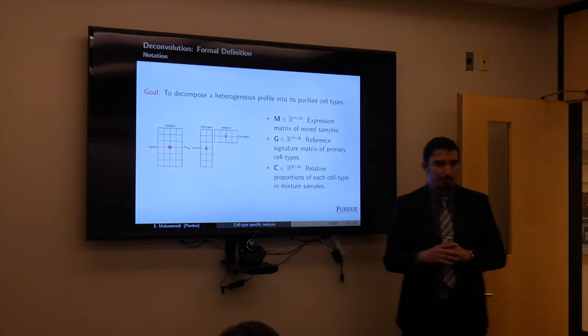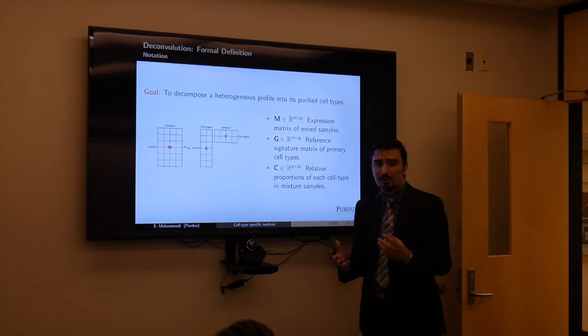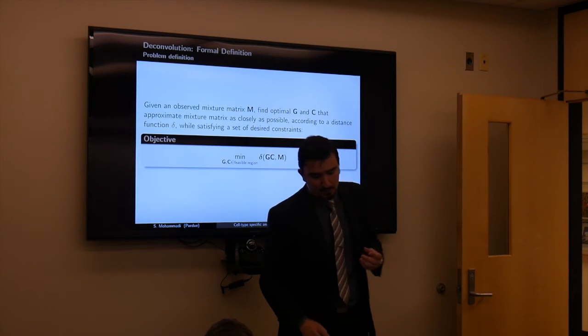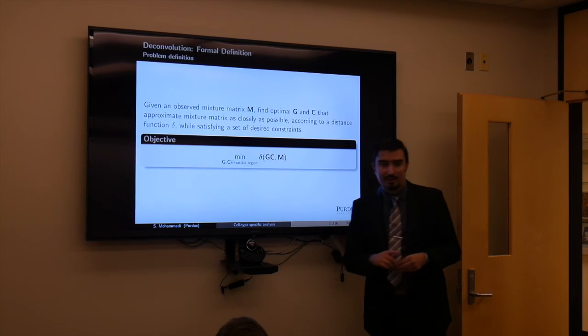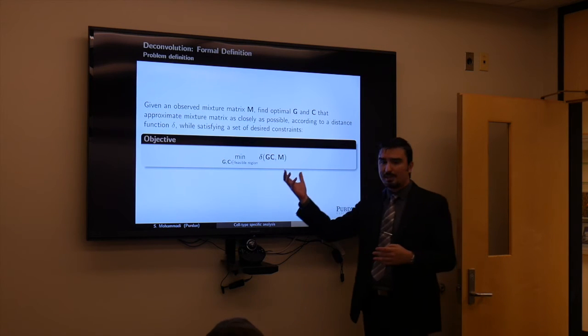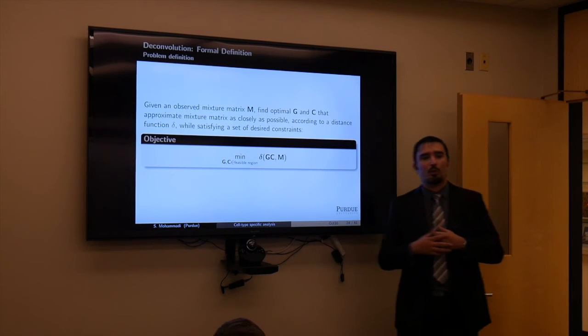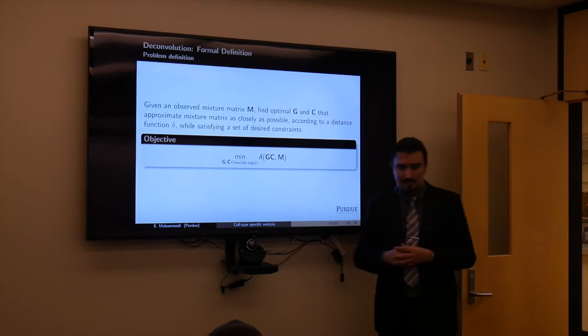So what I want to find is a good GC decomposition that mimics the behavior of M or characteristics of M. So if I want to model that, I want to define a distance function between that GC product and M, that distance might be Frobenius norm or some definition of the distance.